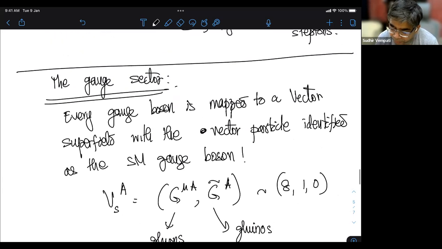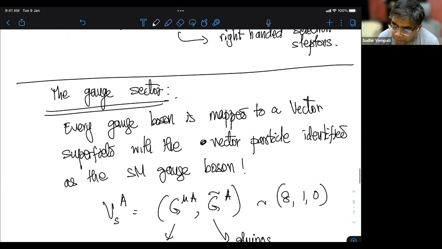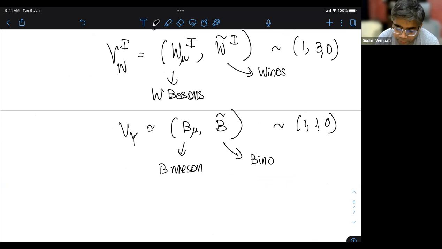I forgot to tell something about supersymmetry, which I promised I'd tell. Okay, I'll tell it when I come to that part of the Lagrangian.